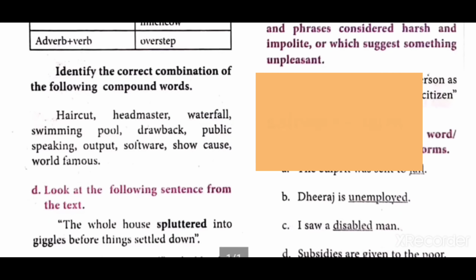And the next one is show cause, and the combination is verb plus noun. And the last one here is world famous, and the combination is noun plus adjective.